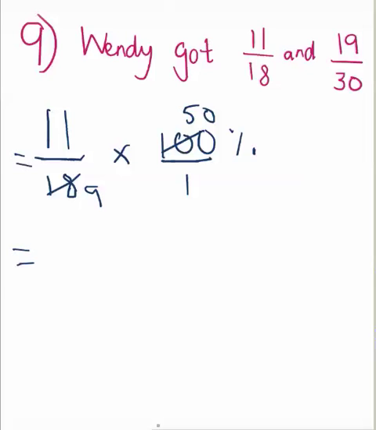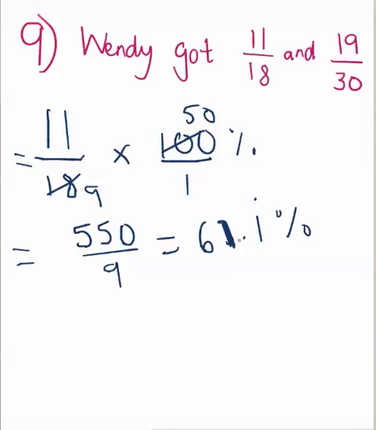And then we're left with 11 times 50 is 550. 9 times 1 is 9. And if you just put this in your calculator, okay, 550 divided by 9 leaves us with 61.1111%, or we can just write the 1 with a dot on top, and it's a percentage. So that was 61.1 with a dot on top percent.